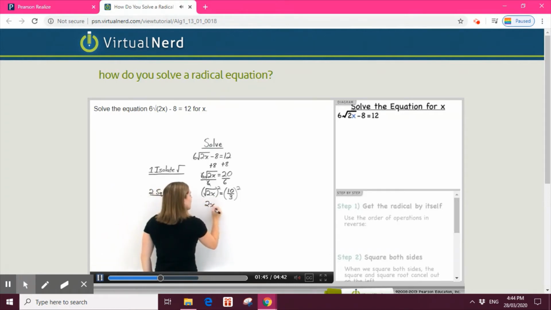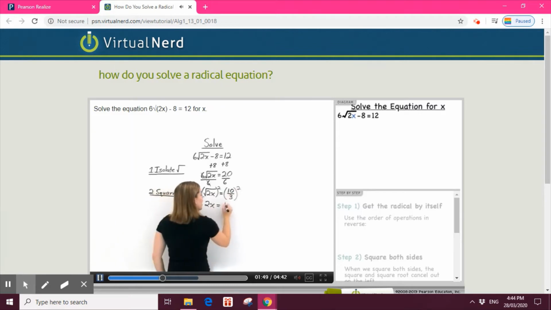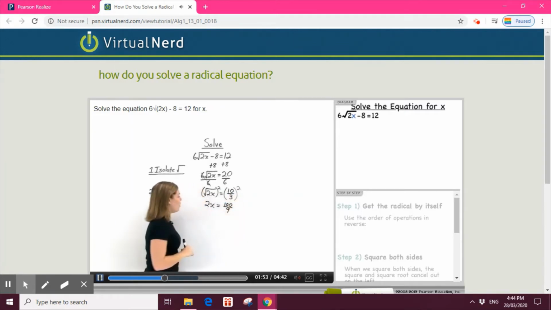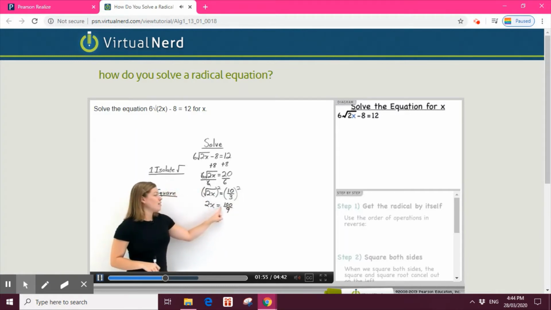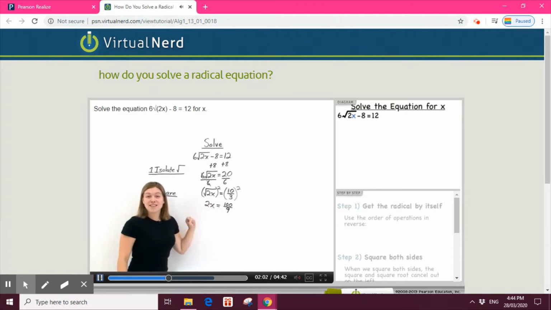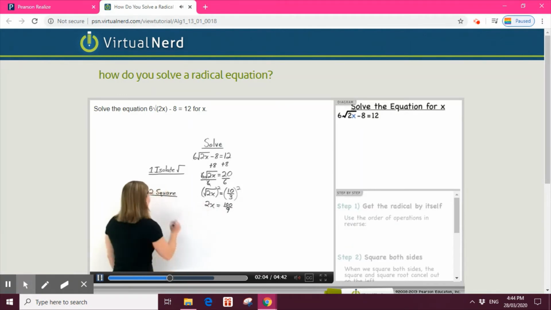And we're left with 2x on the left. On the right, we take 10 and square it and get 100. And we take 3 and square it and get 9. So we get that 2x is equal to 100 over 9. Hey, we removed the square root from over x. That means we can now take this equation and solve it for x.